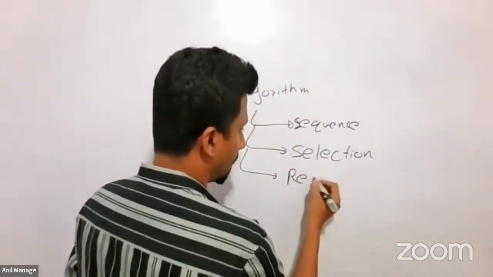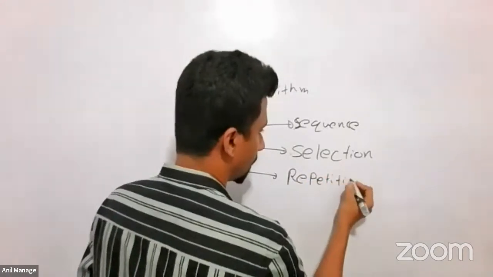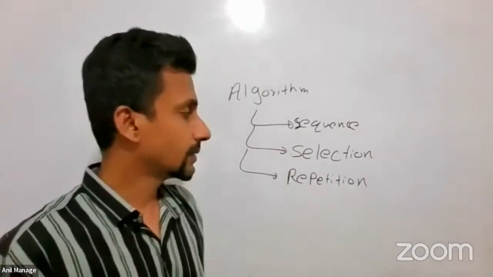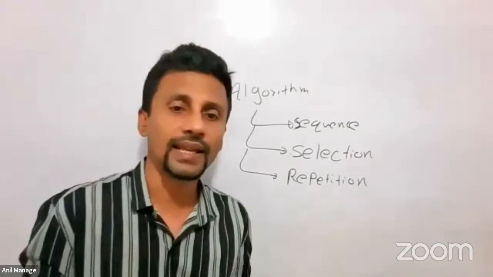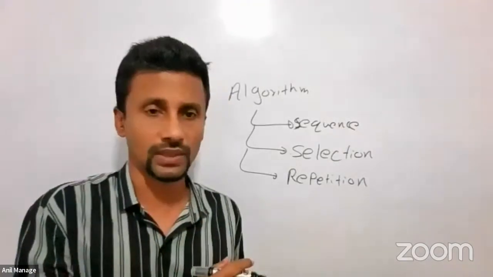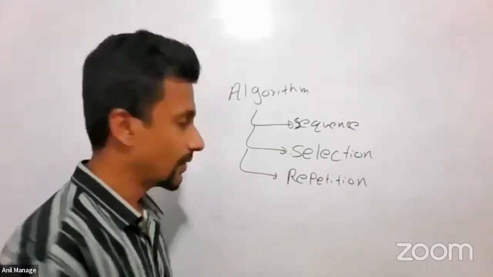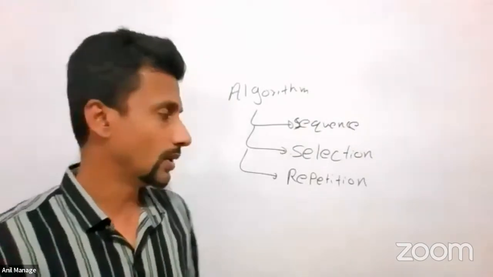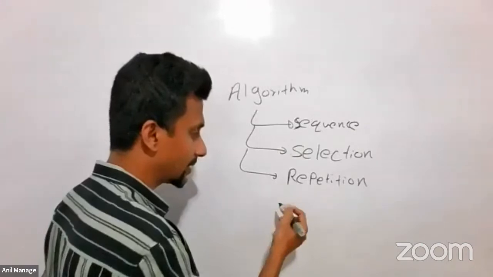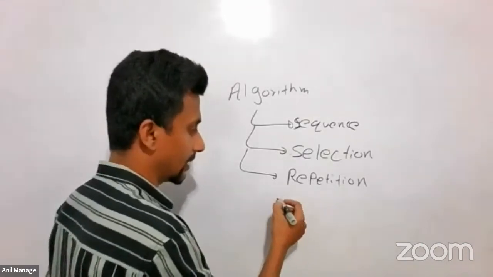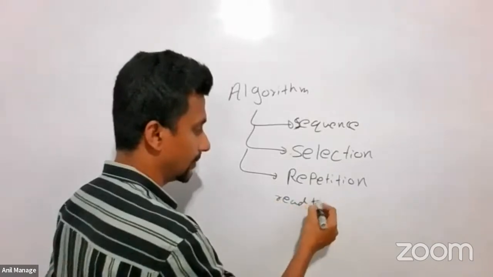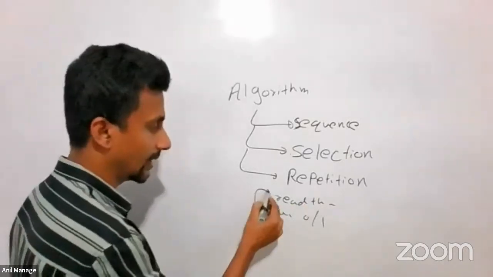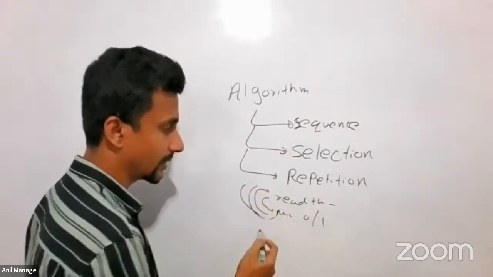Then you have something called repetition or iteration. Two words, same meaning. That means you are doing something again and again until a condition is true or until a condition is false. So I'll take a small example. When your attendance is marked each and every day in school, the teacher does it. The teacher reads the name, then marks 0 or 1. Again, read the name, mark. Like that.